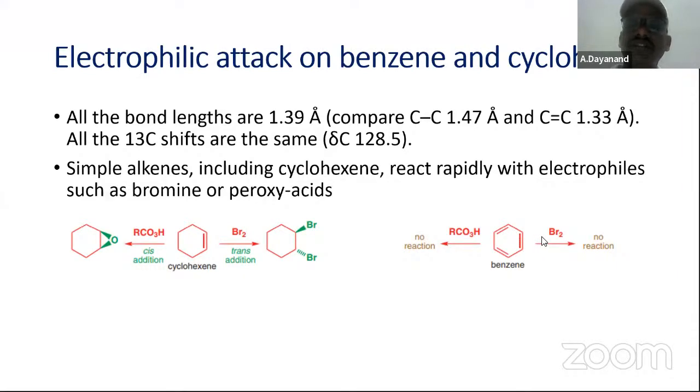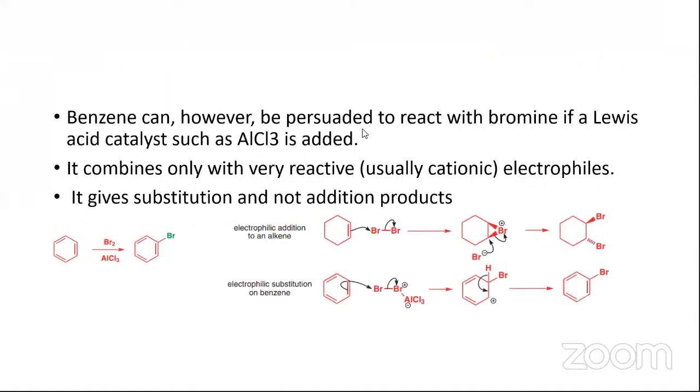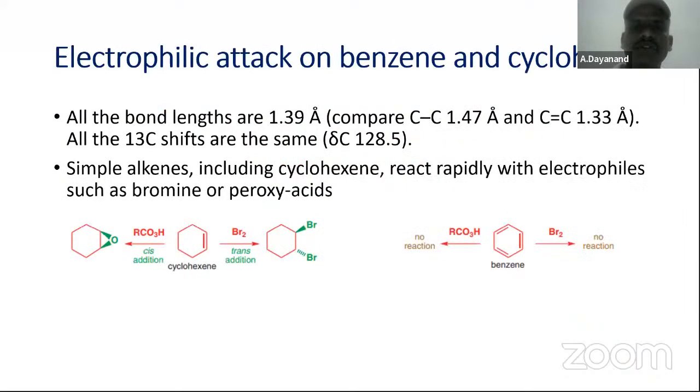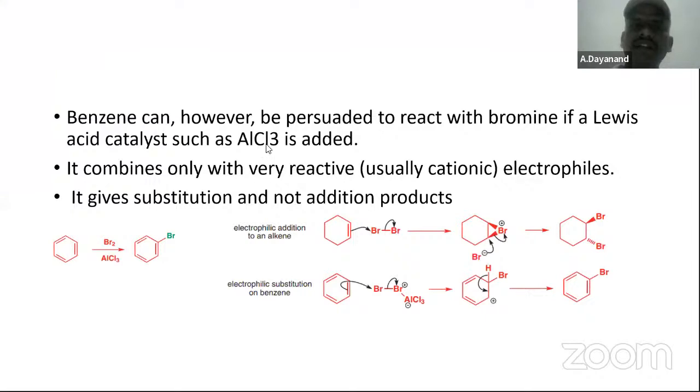In such cases, what do we have to do? Benzene can however be persuaded to react with bromine in the presence of a Lewis acid, like aluminium chloride. Okay, we can use aluminium chloride, which is a Lewis acid, for this reaction. In the absence of aluminium chloride, the reaction was there only with alkenes. Why? Because alkenes are more reactive when compared to benzene. For benzene, we require a catalyst. The catalyst used is aluminium chloride.